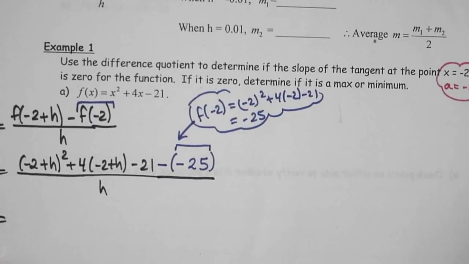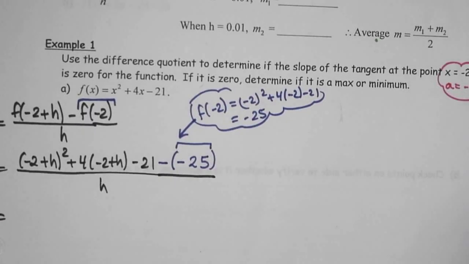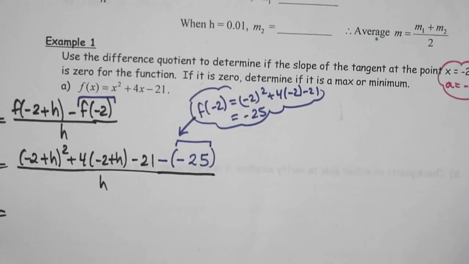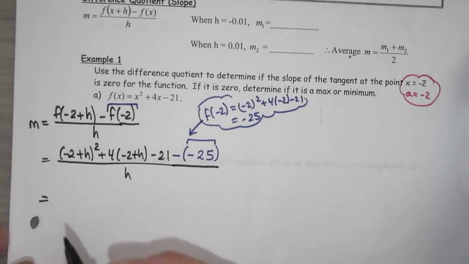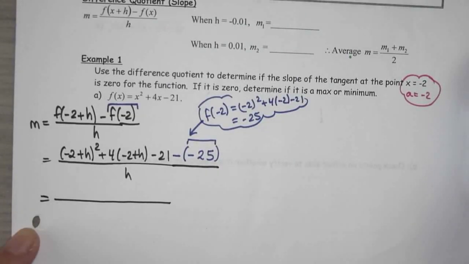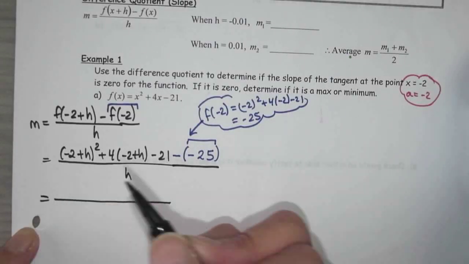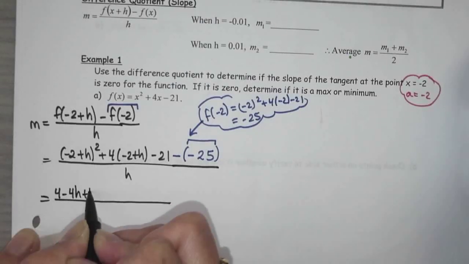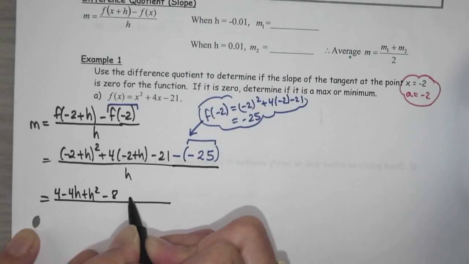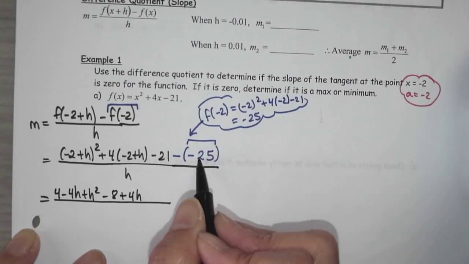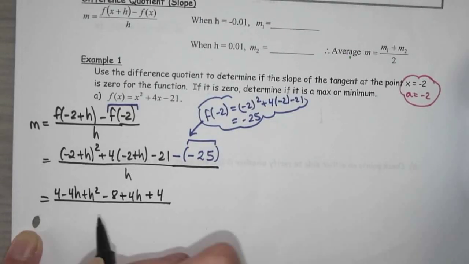Okay, and then here we've got our expanding. So again, your choice. If you don't want to expand it, you don't have to. You can just use it as is. Maybe we'll expand it just because it's not that bad to expand. I had some people making mistakes with their expanding, so you don't want to make any grade 10 mistakes here. When you expand this binomial, you're going to get 4 minus 4h plus h squared minus 8. Stop me if I'm wrong, please. 4h, and this will be -21 plus 25, so plus 4.